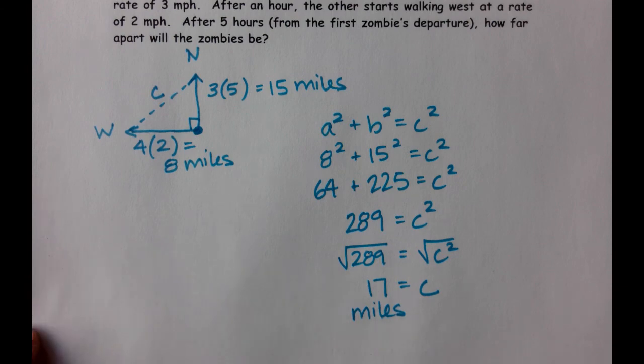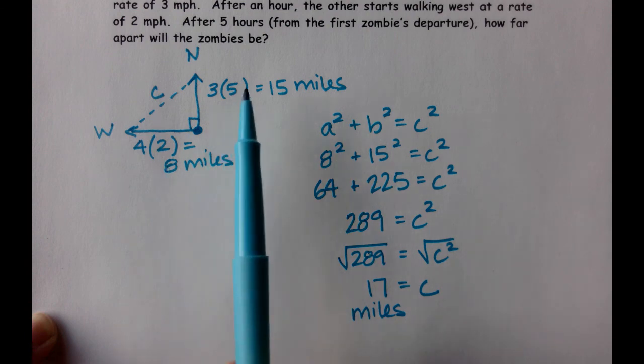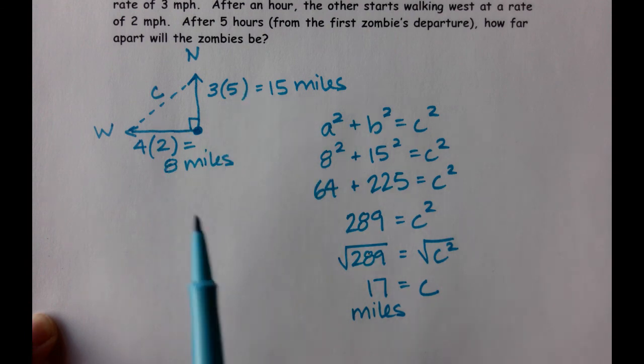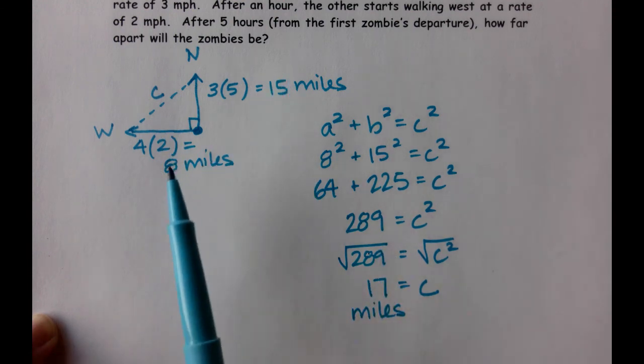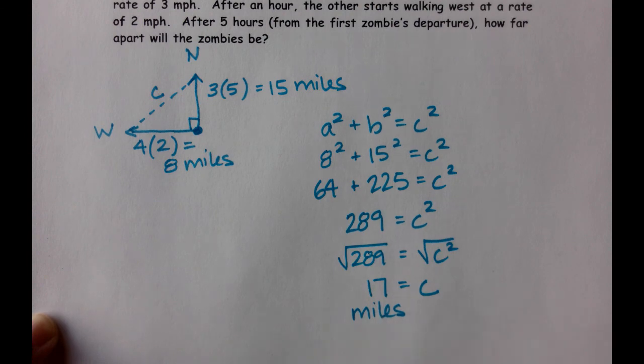Let's check to see if it's reasonable. This hypotenuse length that we just found should be greater than either of the individual distances that we knew, and 17 is greater than either 8 or 15, so that's reasonable. And then 17 needs to be less than the sum of the two individual distances. If we do 15 plus 8, we get 23, and our distance of 17 is definitely less than that. So our answer here is reasonable.